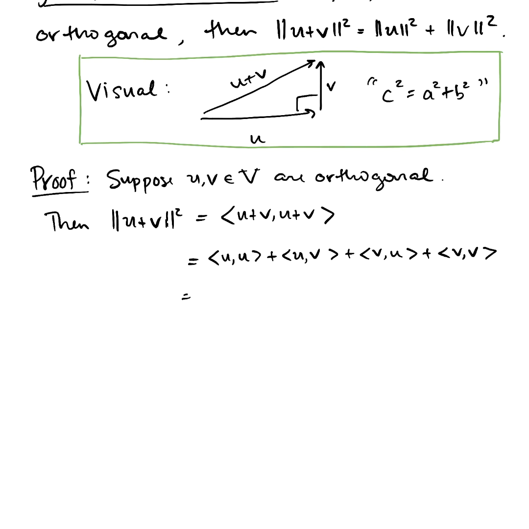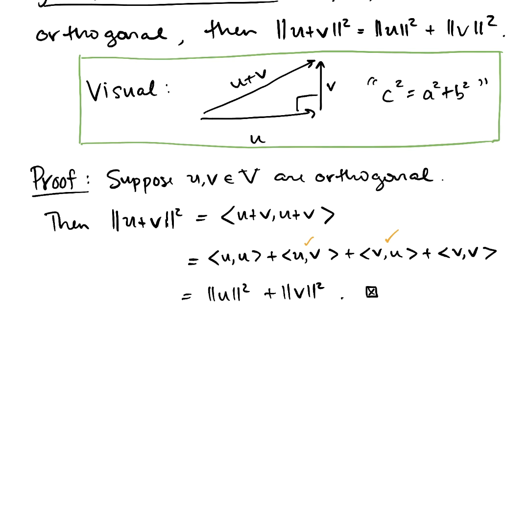Now, this first term is nothing other than the norm of u squared. The two middle terms, this one and this one, are both 0 by supposition because the vectors u and v are orthogonal. So when you take their inner product, you get 0. Thus, those are both 0. That leaves you with this last one, which is nothing other than the norm of v squared. And that's it. The proof is over.